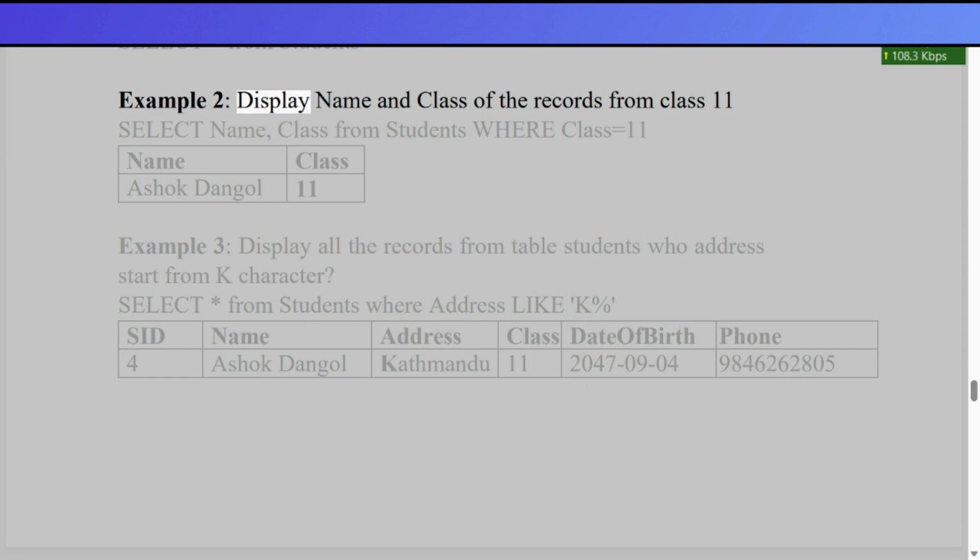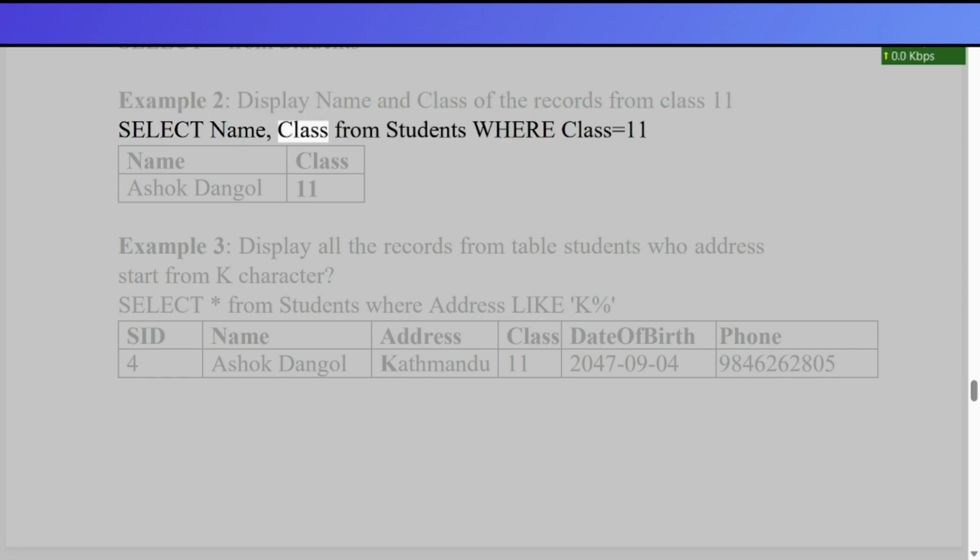Example 2. Display name and class of the records from class 11. Select name, class from students where class is equal to 11. Result: Name, class: Ashok Dangol, 11.